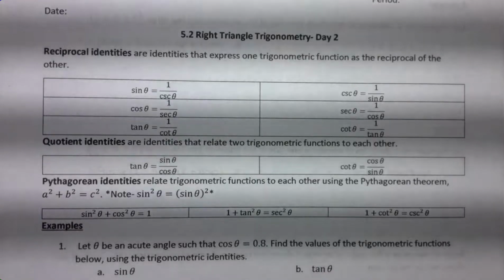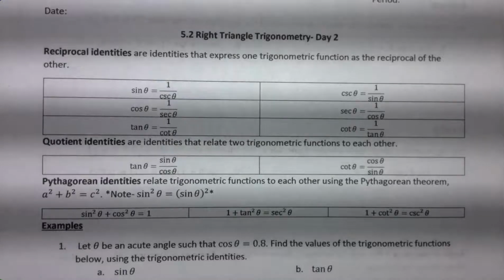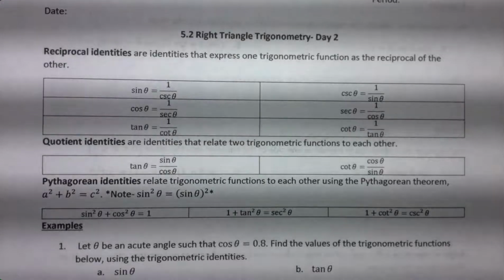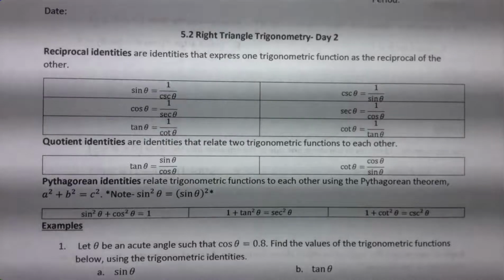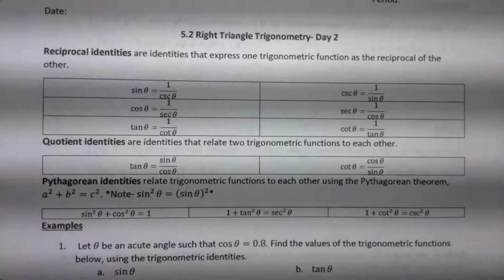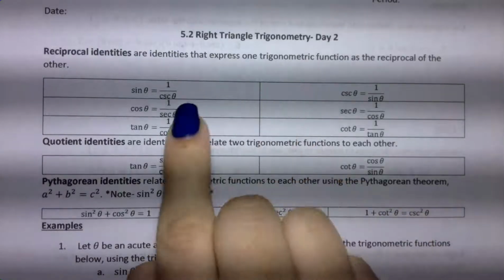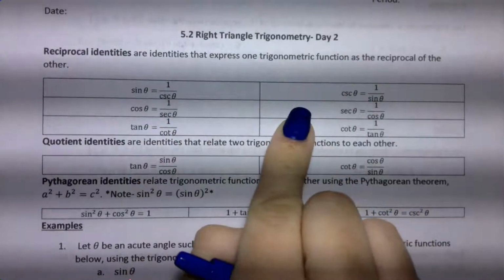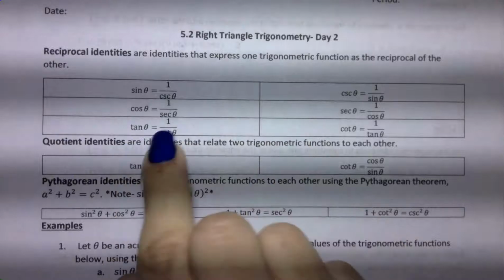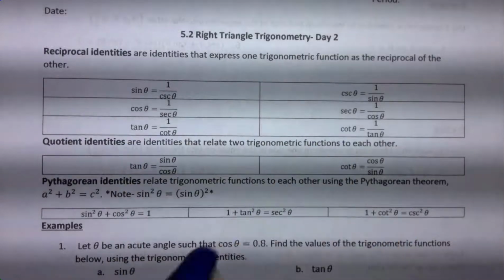We have reciprocal identities, which I kind of talked a little bit about yesterday. These are identities where one of the trig functions is related to another by a reciprocal, so that just means it can be rewritten as a fraction with one over the other trig function. So we have sine and cosecant are reciprocal identities, and that can be seen in the first two. Then I have cosine and secant, those are reciprocals. And tangent and cotangent are also reciprocals.